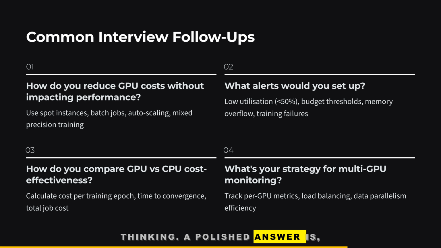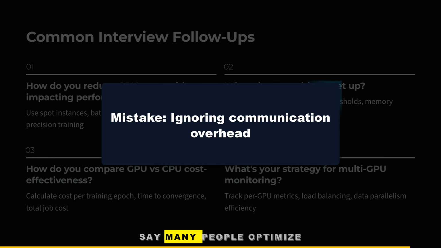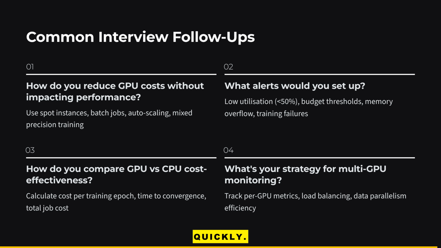A polished answer is, "I combine spot use, mixed precision, utilization alerts, and per-card throughput to balance cost and performance." If someone asks about common mistakes, say many people optimize the model but ignore communication overhead. You're mastering these ideas quickly.